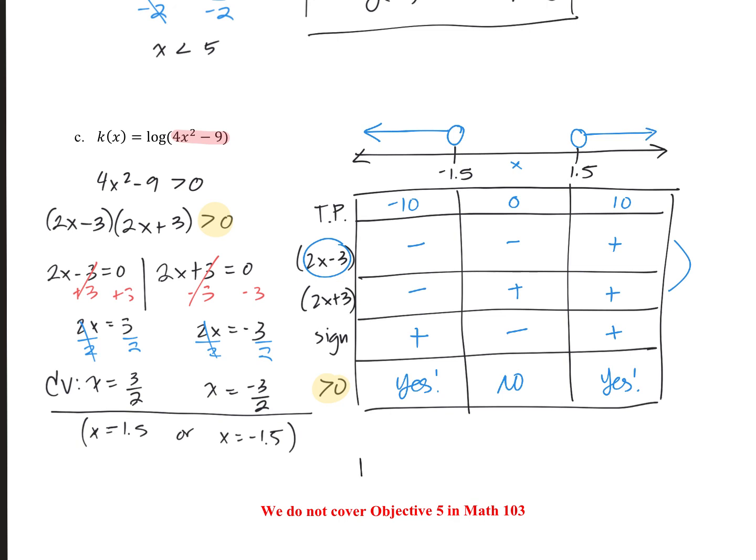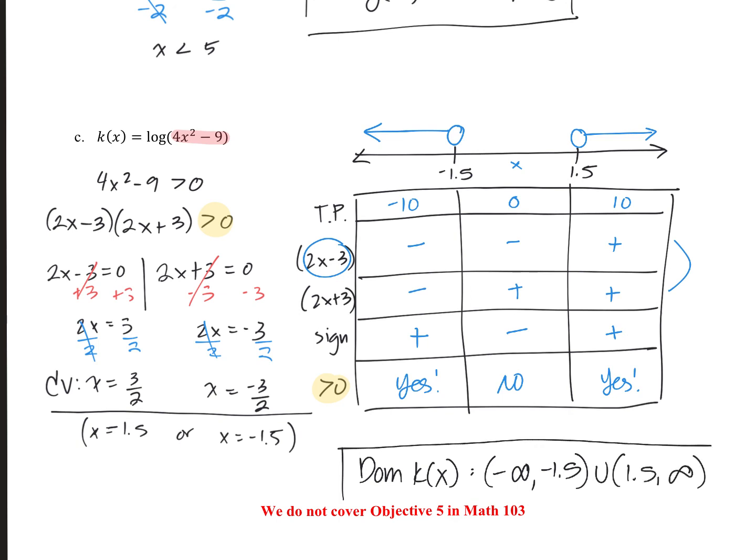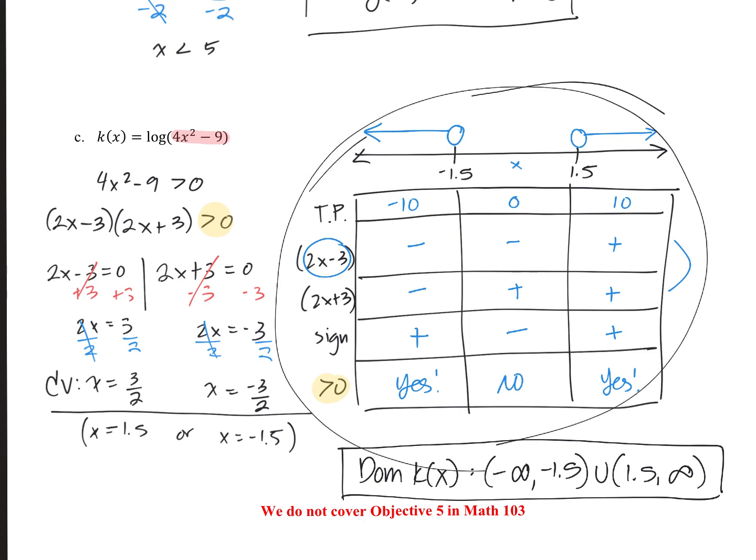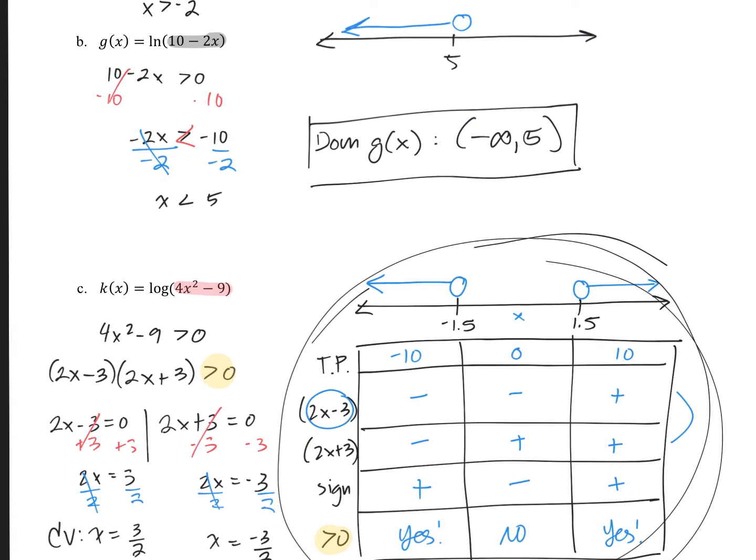Lastly, let's write our domain, the triumphant moment. The domain of k of x is negative infinity to negative 1.5, union 1.5 to positive infinity. And that is our domain. So remember, if you have to end up factoring, you're going to need to do this chart for testing values. If you did not factor, you don't need to do the chart.